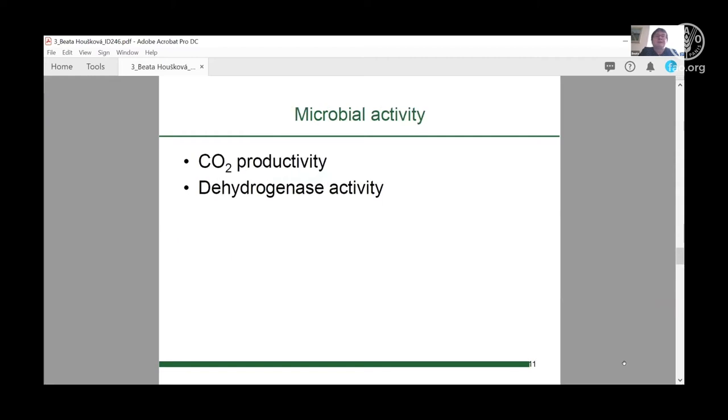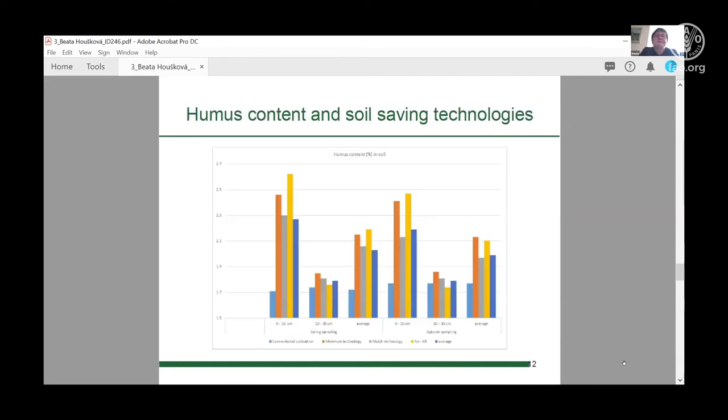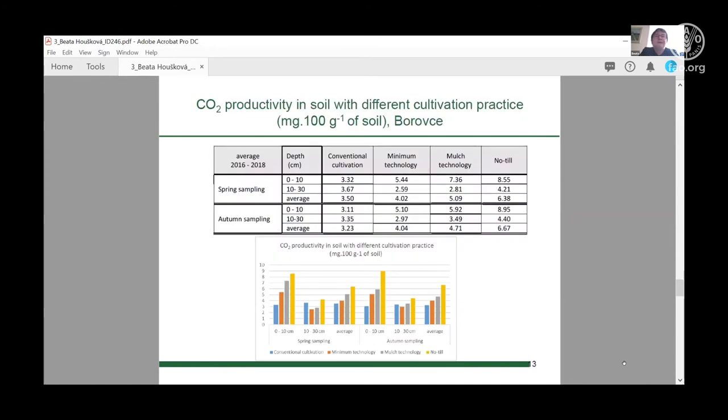We checked microbial activity, like CO2 productivity and dehydrogenase activity. Next, please. Also humus content. The humus content was the highest in soil with good agricultural practices, mainly in no-till. Next, please. CO2 productivity is also the highest in soils with good agricultural practices, mainly in no-till, and the lowest in soil with conventional cultivation. Next, please.